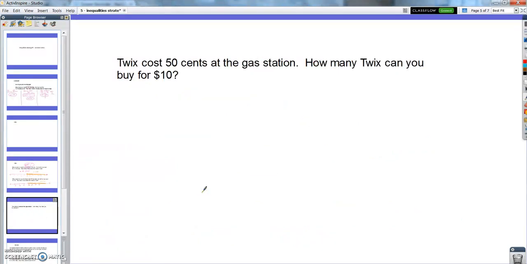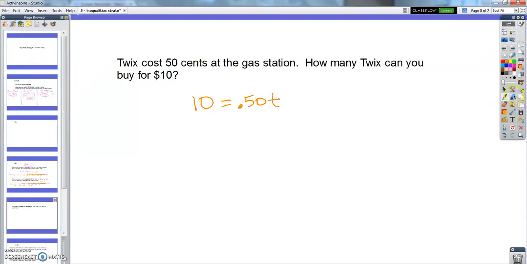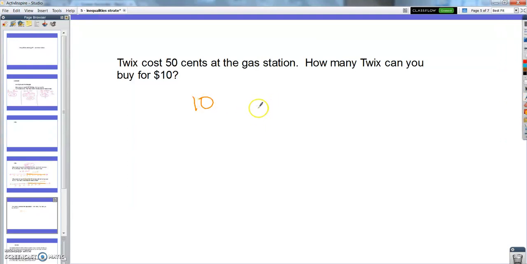Totally different problem. Twix costs 50 cents at the gas station. How many Twix can you buy for $10? So I'm going to write my inequality first. So expression number one, I've got $10 and 50 cents. I can spend 50 cents times however many Twix I want to buy up to $10. So on the one hand, I've got $10. On the other hand, I've got 50 cents times the number of Twix I can buy. 1 Twix, 2 Twix, 3 Twix, 50 cents per Twix.